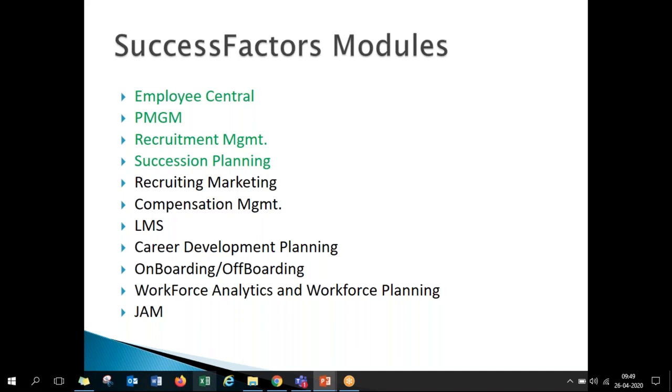Initially it used to be PMGM, but for almost 1.5 years, there has been a rising demand for recruiting management. So recruiting management now stands in the second place, pushing PMGM to the third place actually. So EC and recruitment are the modules that we basically concentrate on here in our curriculum. These are all the various HR solutions that SuccessFactors basically supports.